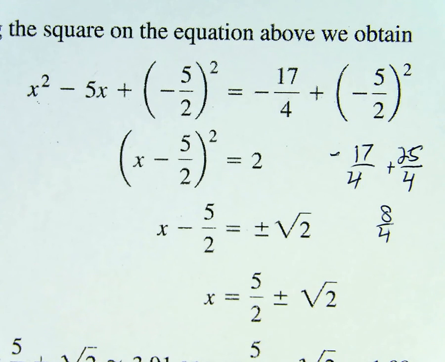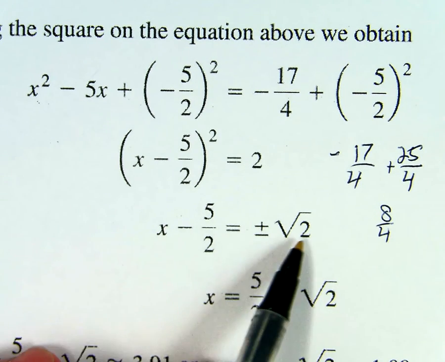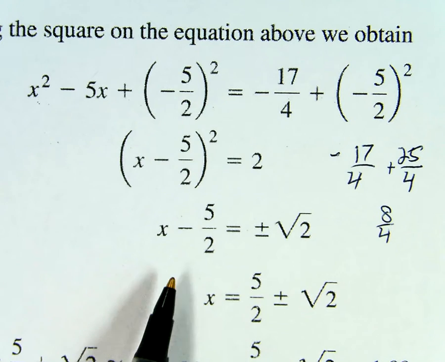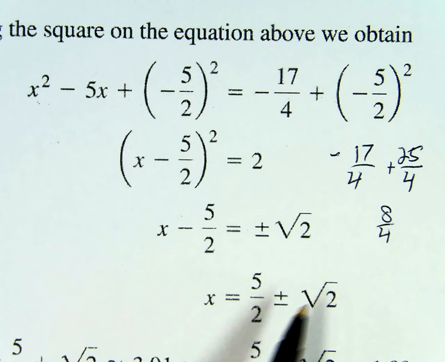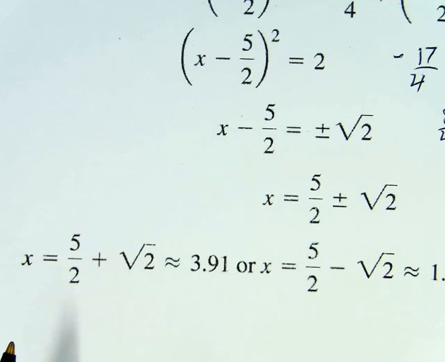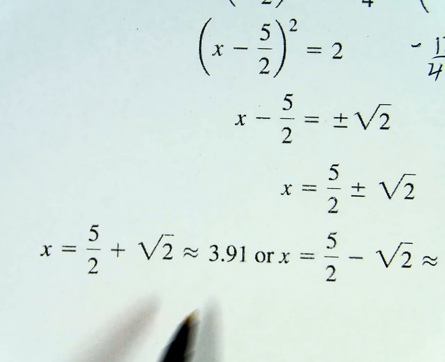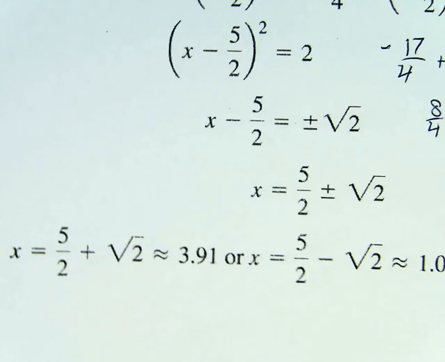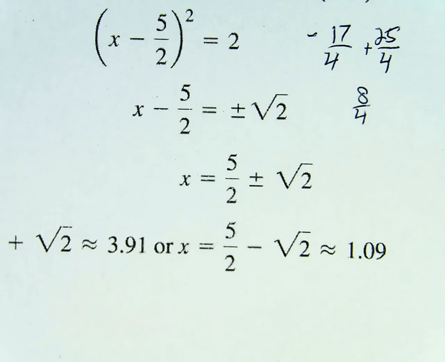solving by roots. We take the square root of both sides, which gives us plus or minus root 2. Then we move the 5 halves by adding it to both sides, and you have your solution. So the solutions are x is 5 halves plus root 2, which is approximately 3.91, and x equals 5 halves minus root 2, which is approximately 1.09.